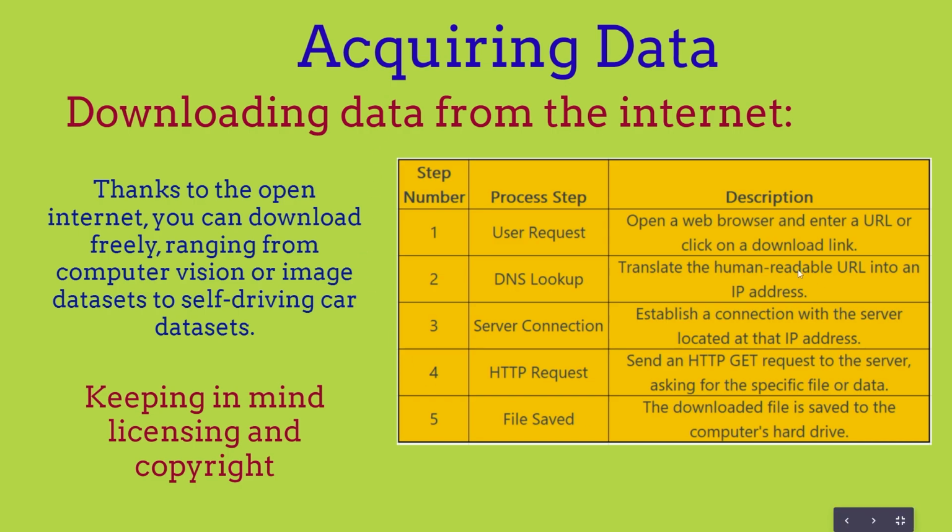And here are some of the steps that you can use to download the data from the internet. Step number 1 would be the user request. Step number 2 would be the DNS lookup. Step number 3 is the server connection. Step number 4 is the HTTP request, and step number 5 is the file saved.